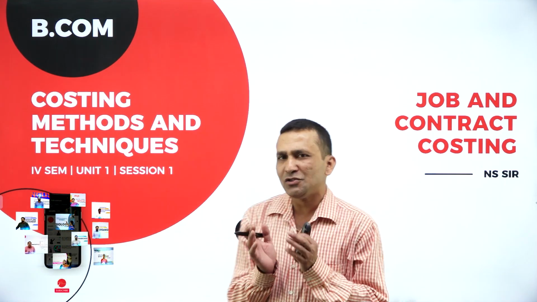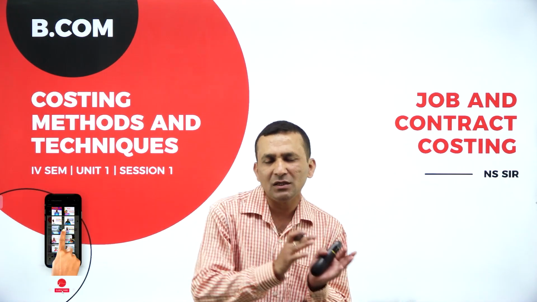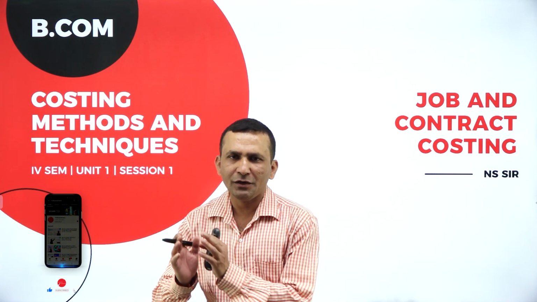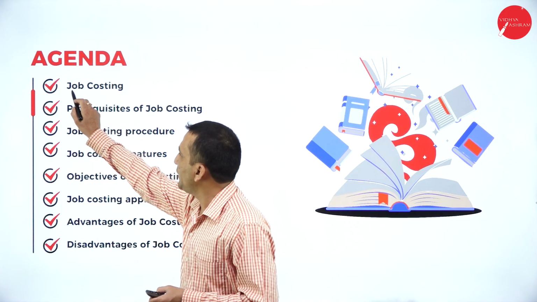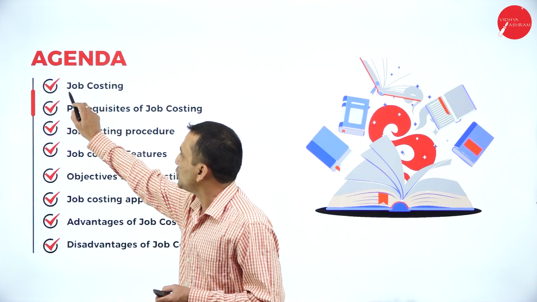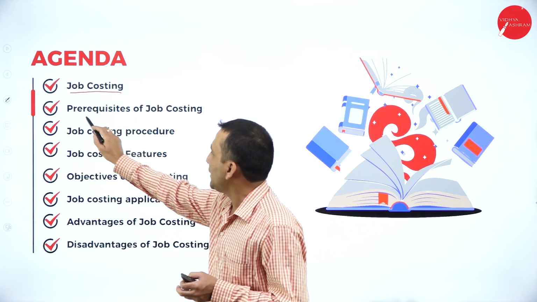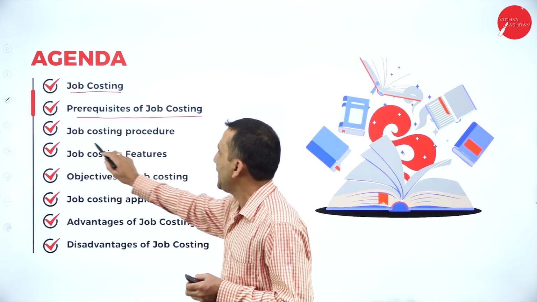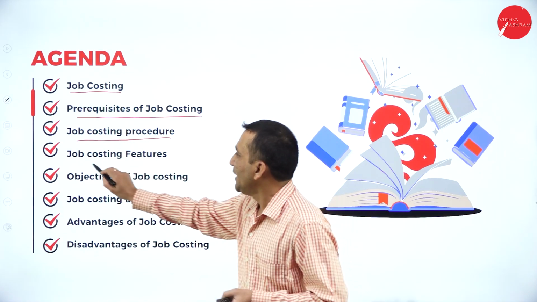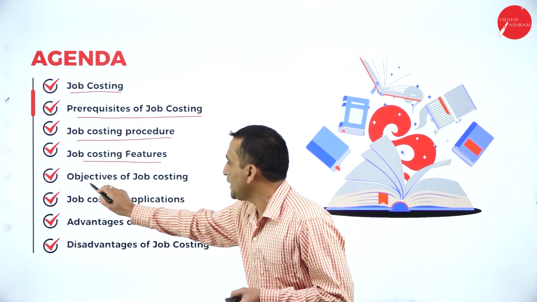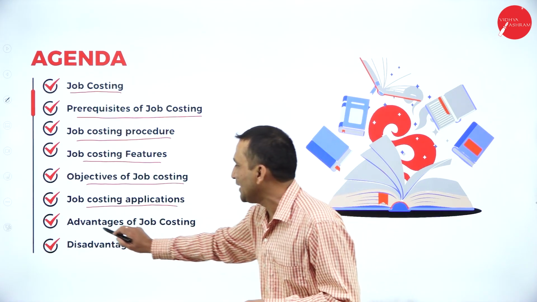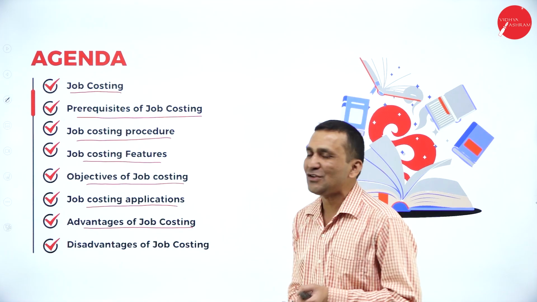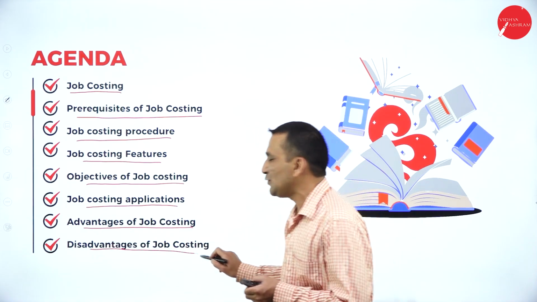So we know that for each and every job, you have to calculate the cost. Today my agenda is to give you more idea about job costing, what exactly it is, the prerequisites of job costing, the job costing procedure and features, the objectives of job costing, applications where exactly it is used, and the advantages and disadvantages of job costing.